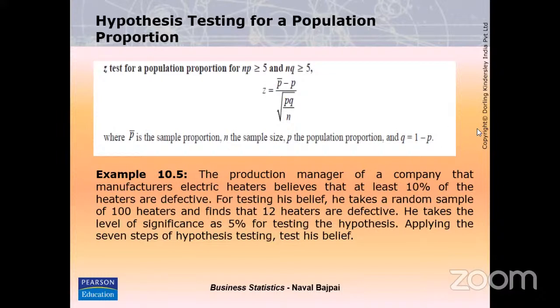So we'll first set our null and alternative hypothesis in this case. The null hypothesis is that at least 10% of the heaters are defective. So the null hypothesis would be that the probability is equal to 0.10, and the alternative hypothesis would be that it is not equal to 0.10, and the level of significance is given as 0.05.